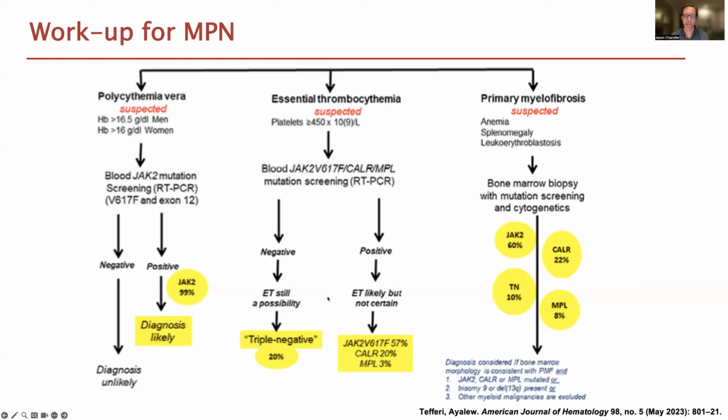Now, if someone has an elevated platelet count, you would think about essential thrombocythemia, or ET, and that's usually if it's greater than 450,000. And it's the same kind of process where a stem cell is mutated. In this situation, there are about 20% that have no mutation that we can identify, but most of the time there's JAK2, which is about 60%, CALR, and then just 3% MPL. So you usually just do a mutation panel for those if you're thinking about it.